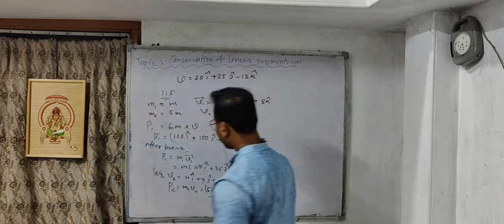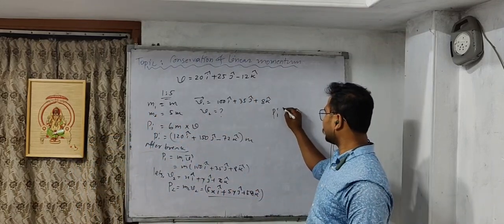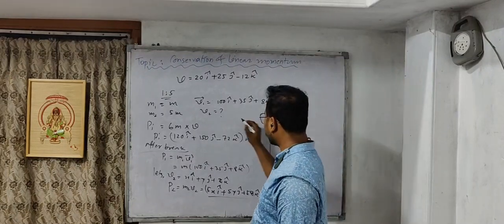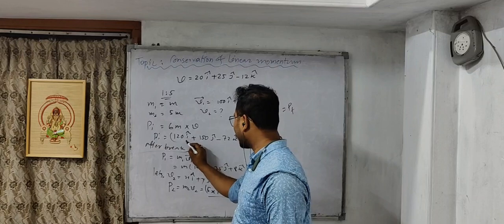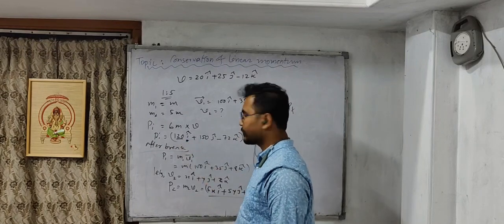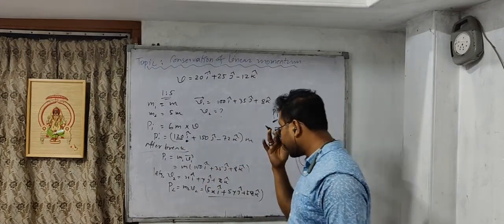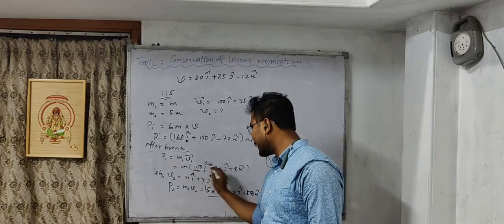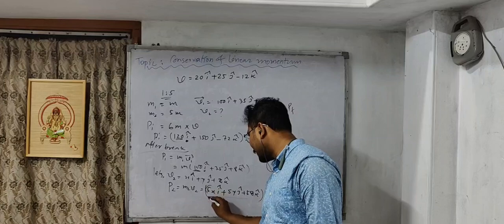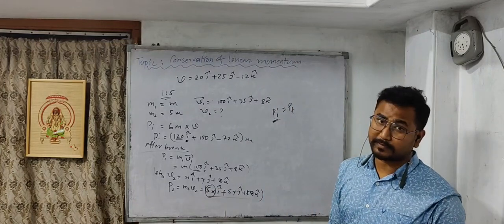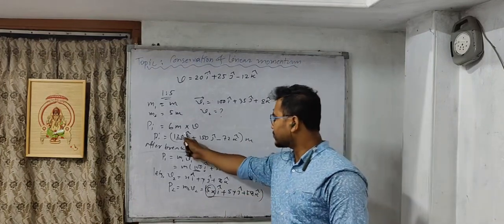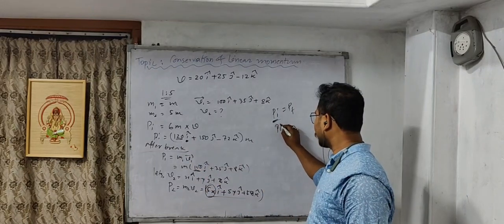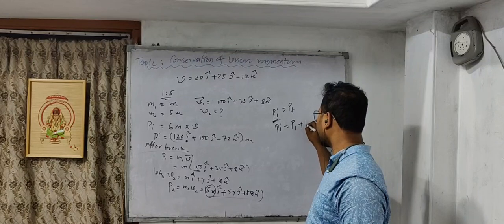Okay, so this is what we are getting. Now it is simple: the initial momentum is equal to the final momentum. The initial momentum has the coefficient of i as 120, so in the final momentum also the coefficient of i must be 120. In p1 we are getting 100, and here we have 5x. Initial momentum Pi is equal to PF, which is P1 plus P2.